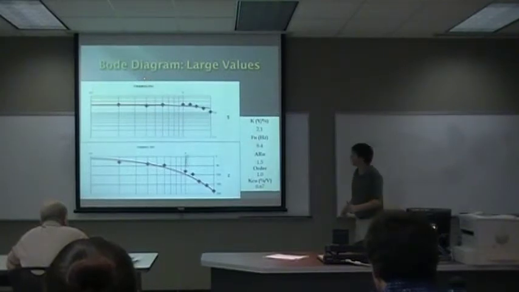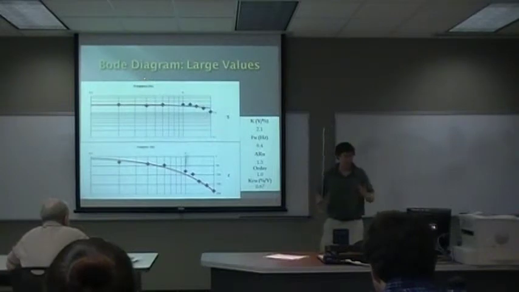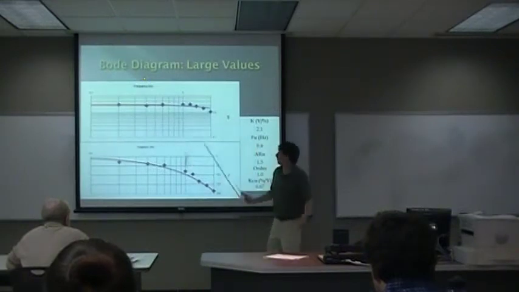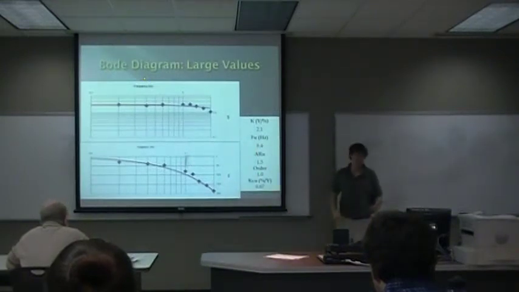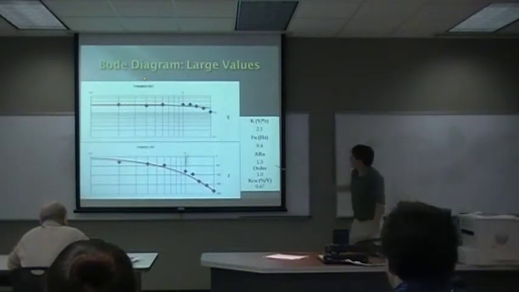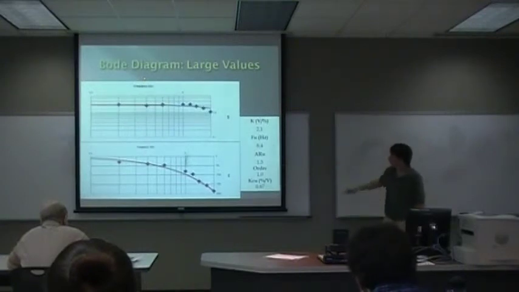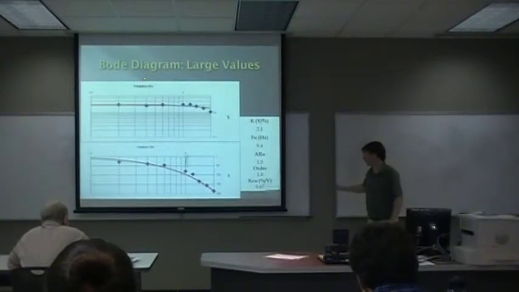Now for the larger values, the system has less uncertainty. It's more consistency, I should say. As you can see, the model fits in even closer with the results. And gives you a K value of 2.1 volts per percent, an FU of 8.4 hertz. AR 1.5, first order again, in the case of this 0.67% per volt.